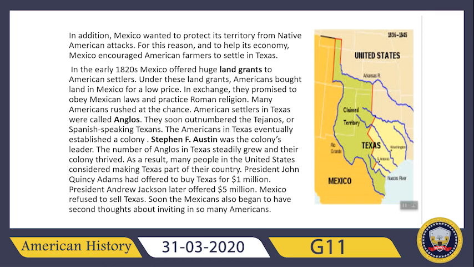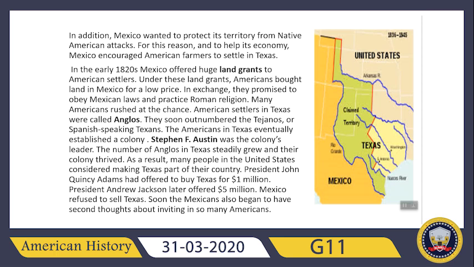American settlers in Texas were called Anglos. They soon outnumbered the Tejanos, or Spanish-speaking Texans. Tejanos are people living in Texas who spoke the Spanish language. The Americans in Texas eventually established a colony, and Stephen F. Austin was the leader of that colony. The number of Anglos in Texas steadily grew, and their colony thrived.